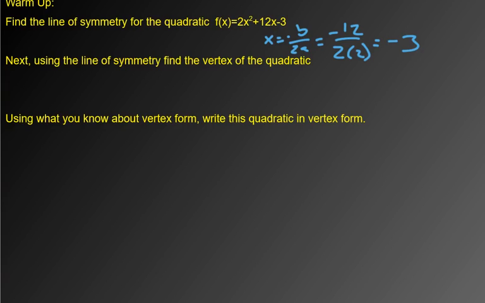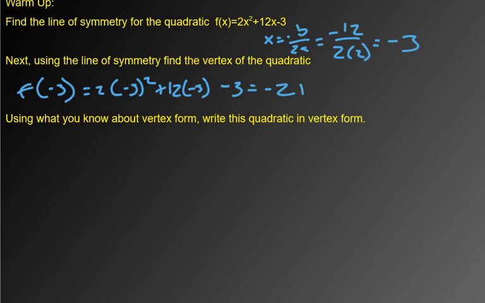And so then I'm saying next, using the line of symmetry, find the vertex of the quadratic. So the vertex is a point, right? We have the x value, but we'll get the y value from plugging in the x value. So if we plug this in and simplify that out, you get negative 21. So the vertex is negative 3 comma negative 21. That's just like the turning point of the graph, right?